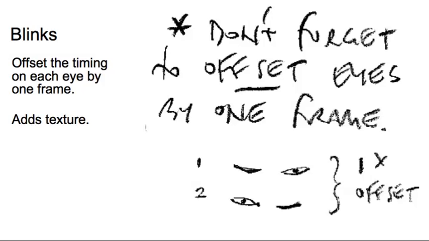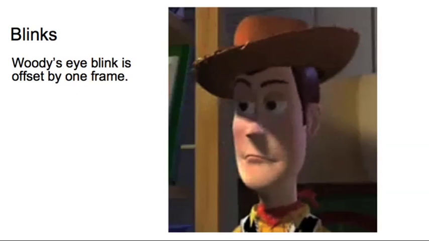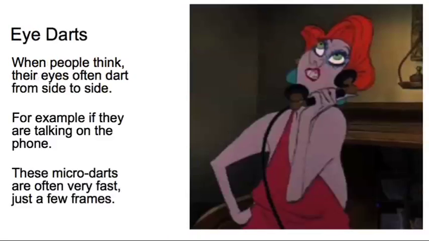You can also offset the timing on each eye by 1 frame, so when you're animating a character blinking, they don't have to blink at exactly the same timing. If you just have a 1 frame offset, you'll give the character a little bit of texture. Here's a blink taken from Toy Story, and Woody looks from one side of the screen to another and his eyes are offset by 1 frame.